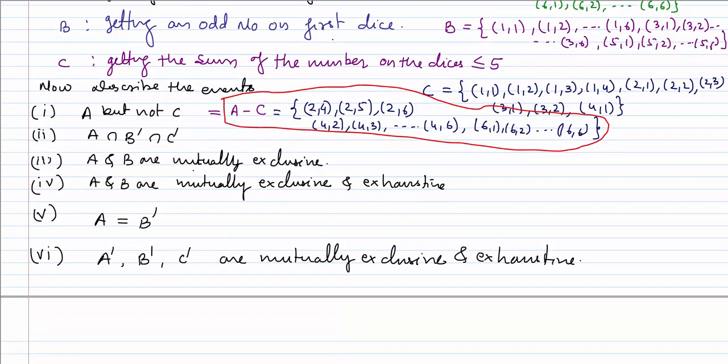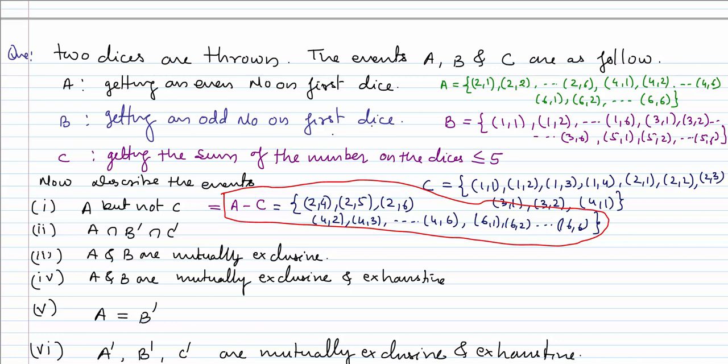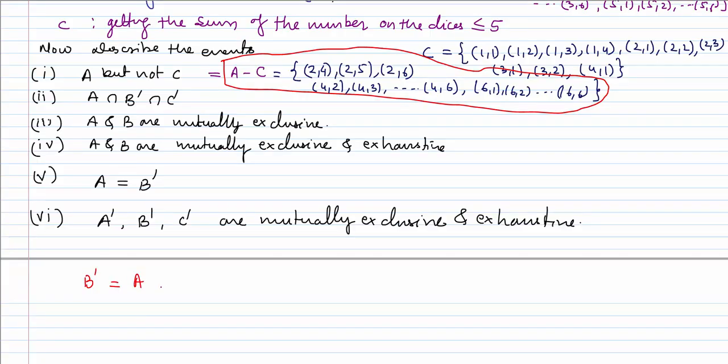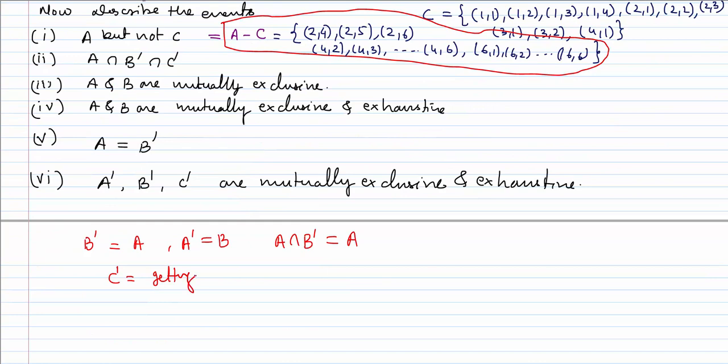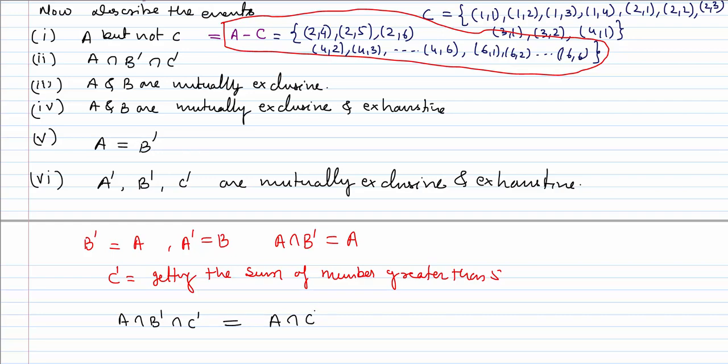Now what about A intersection B complement intersection C complement? That is the elements of A that are not in B and not in C. B is getting an odd number on the first die, so the complement must be getting an even number on the first die. C complement must be the sum of the numbers on the dice greater than 5. B complement is A and A complement is B. So you can say that A intersection B complement is equal to A. C complement is getting the sum of numbers greater than 5. So A intersection B complement intersection C complement is the same as A intersection C complement.